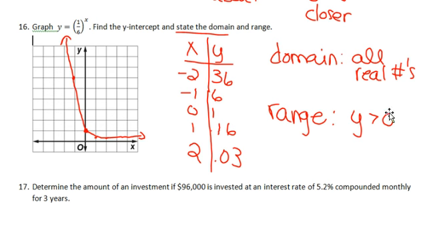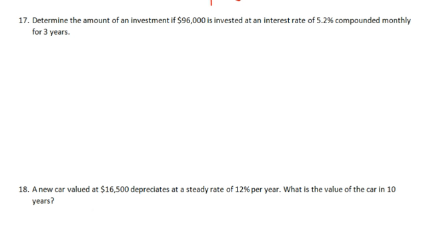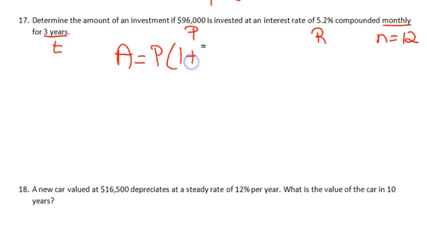Okay, number 17. So this is a formula you need to have memorized or written on your index card. Determine the amount of an investment if $96,000, this is your P, is invested at an interest rate of 5.2%, that's your R, compounded monthly, which means N is 12, and for 3 years, there's your time. So my formula is A equals P times (1 plus R over N) to the NT power, right? We're supposed to remember that.